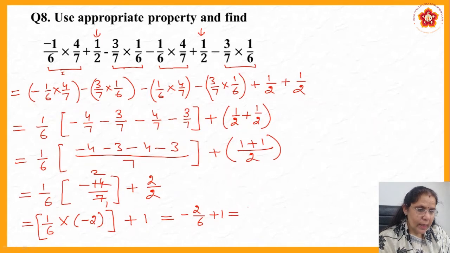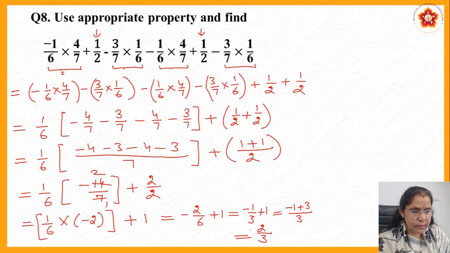Now this one can be written as minus 1 upon 3 plus 1. Again take the LCM. If you are comfortable solving it directly, that is also alright. 3 is the LCM and 3 will come here. So our answer is 2 upon 3. And the answer will be positive, 2 upon 3.